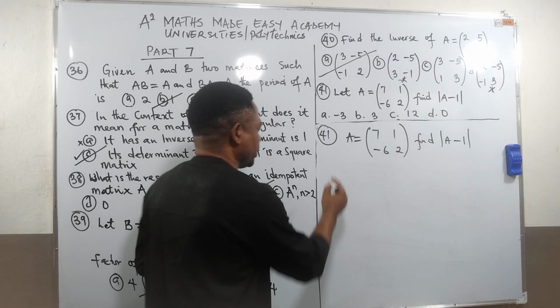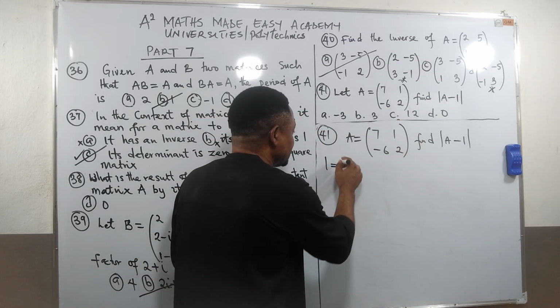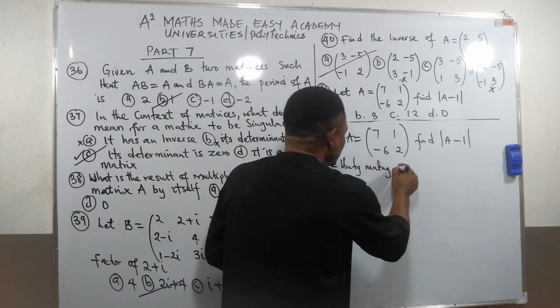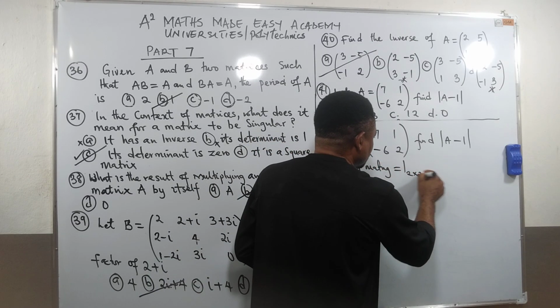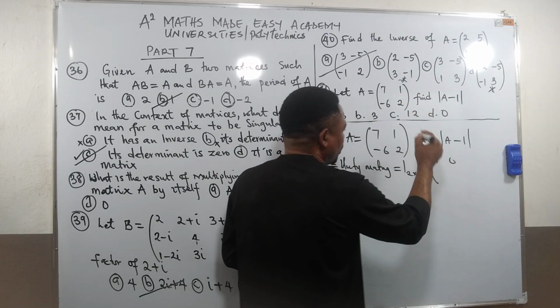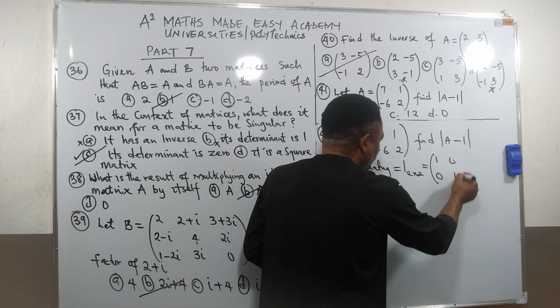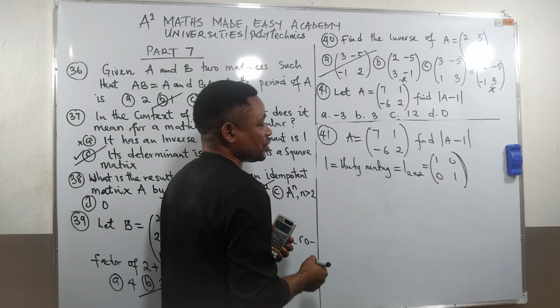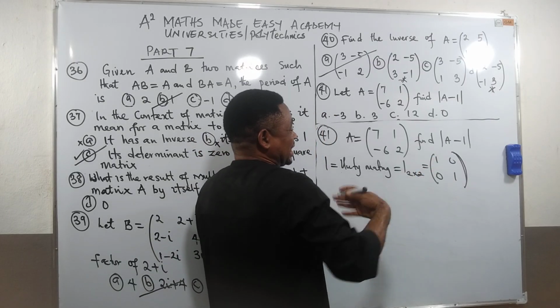Now what does 1 mean? 1 is called a unit matrix. A unit matrix under 2 by 2 can be represented like this. The first number should be 1, followed by 0. The next one down is 0, followed by 1. So where the leading diagonals are 1, we consider it a unit matrix. The other ones, which are not leading diagonals, are 0.